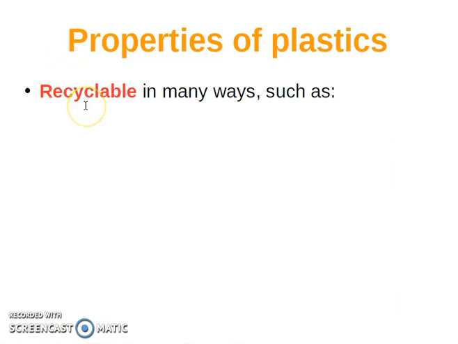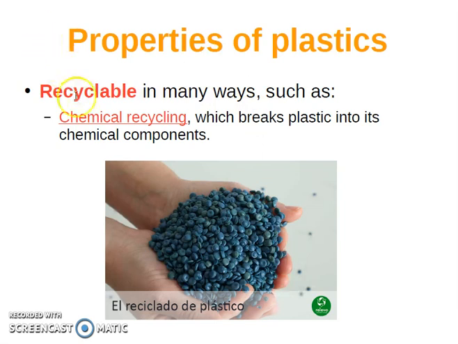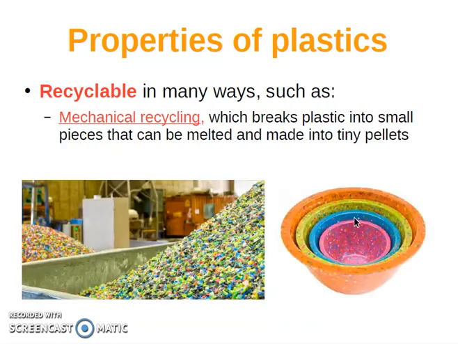And recyclable in three different ways. For example, chemical recycling, which breaks plastic into its chemical components. So at the end we have the initial plastic. Mechanical recycling, that breaks plastic into small pieces, as you can see, that can be melted and made into tiny pellets.